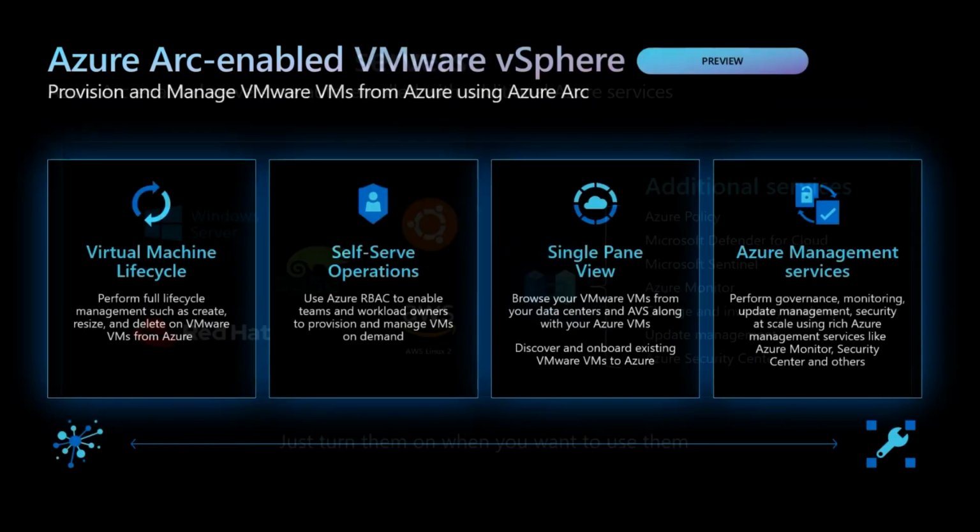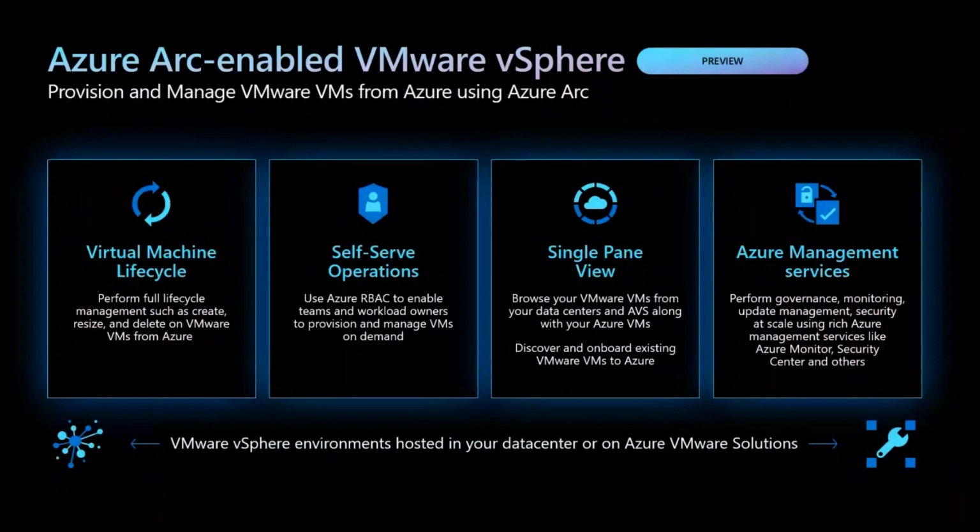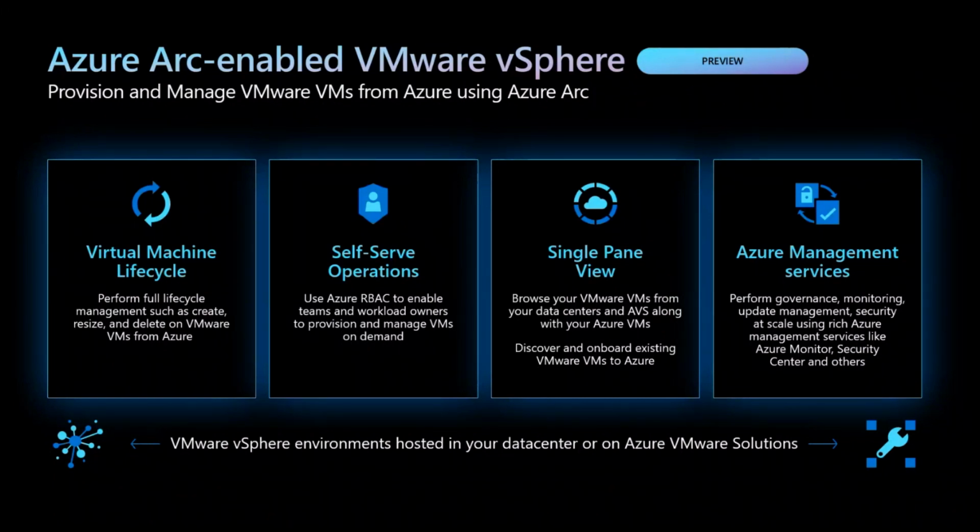If I go to the next slide, you can see this with VMware vSphere: once you Arc-enable this VMware solution, you can have these VM lifecycle management capabilities. You can even go through some Azure RBAC and other access controls. You can have a single pane of glass view for all the VMs that are running across the distribution, and definitely the governance, monitoring, and security capabilities that you can apply.